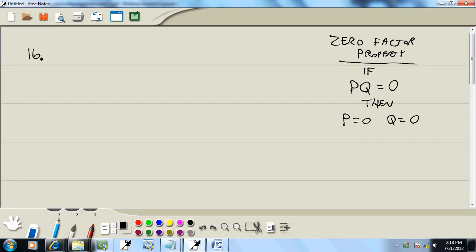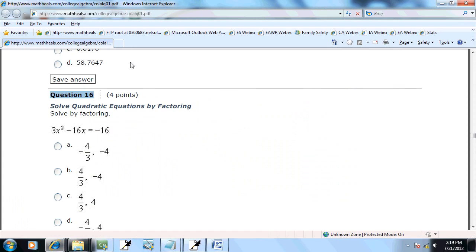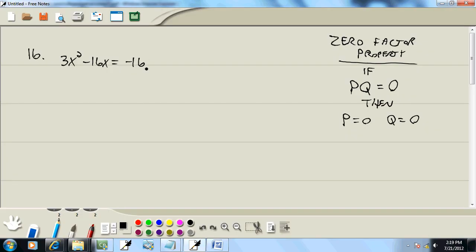So number 16, I have 3x squared minus 16x is equal to negative 16. Well, for the zero factor property to work, that's why I like this name best, some books have zero product principle and so forth, you have to get 0 on one side. So I'll take negative 16 over to the left side. So we get 3x squared minus 16x plus 16 equal to 0. And then we have to factor the other side. Again, the second part of my property name, zero factor property.